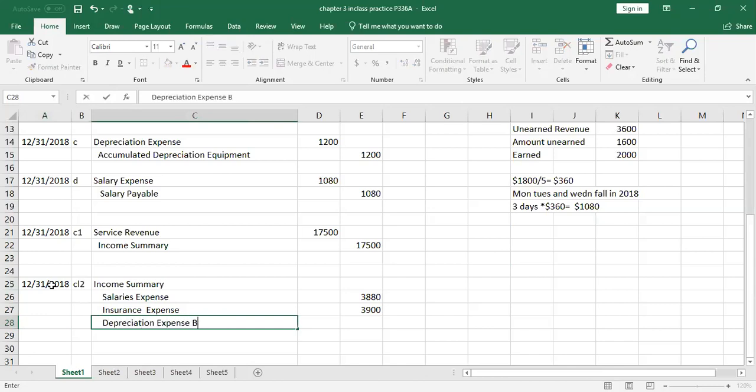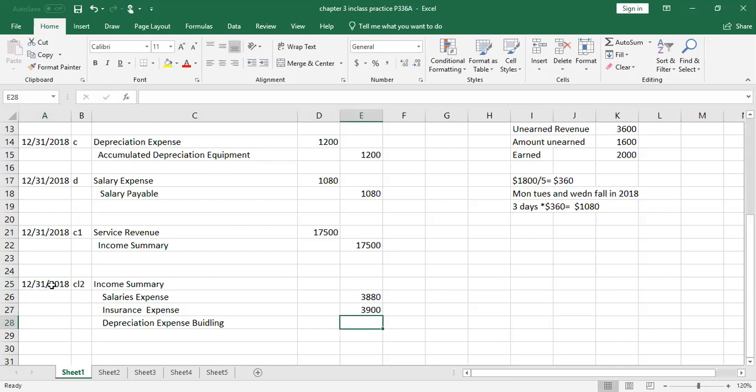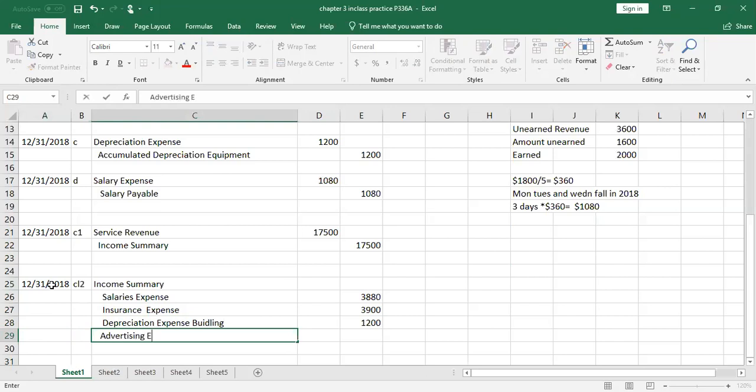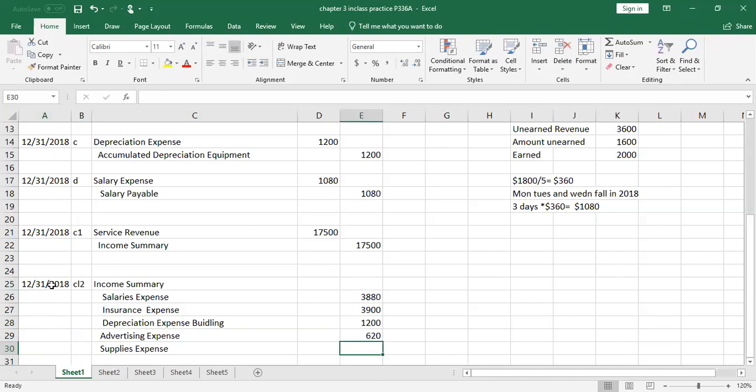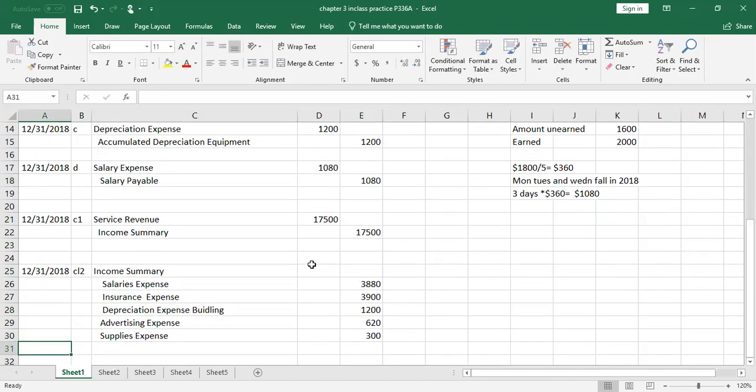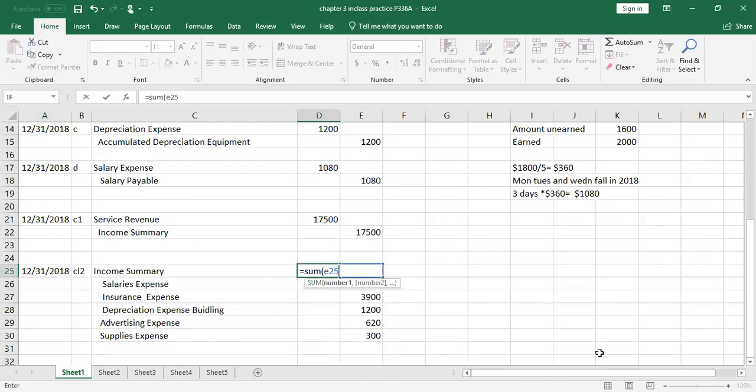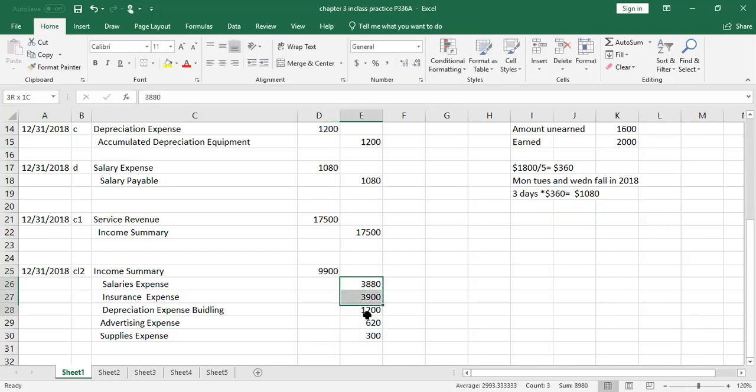Depreciation expense building, same thing, credited for its balance of $1,200. Advertising expense, credited for $620. And then supplies expense, credit that as well for the $300. We will debit that account we only use during this process, the income summary, for the total. So you just add them all up. Add up all of these amounts you credited, and debit the income summary. Now that's just the journal entry.